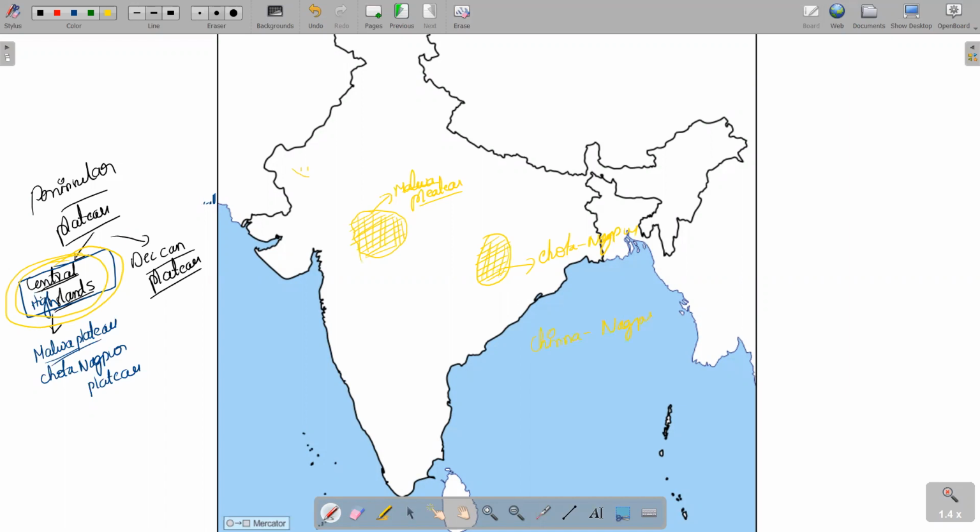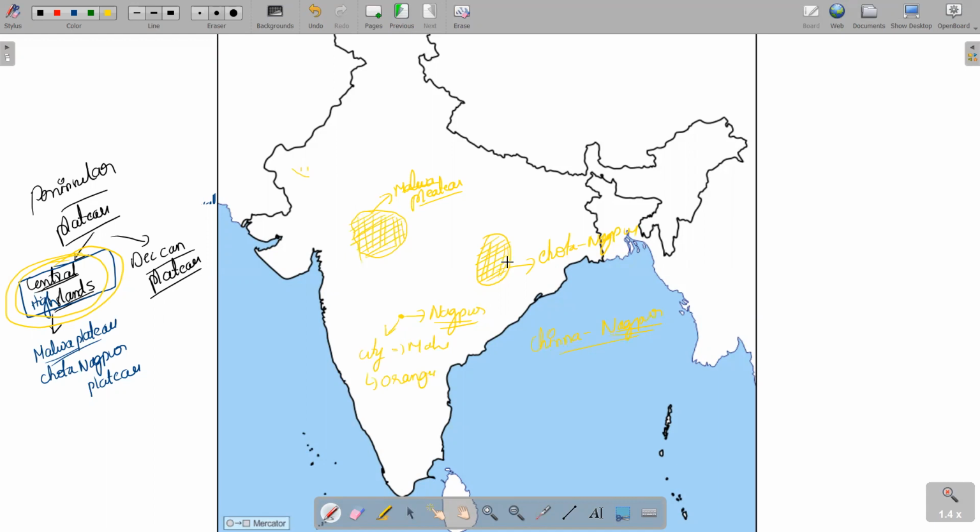And already in class I have told you, there is also a Nagpur in your Maharashtra. That Nagpur is different and this Nagpur is different. That Nagpur is one of the cities in Maharashtra, and it is famous for oranges. The Nagpur which is in Maharashtra is famous for oranges.